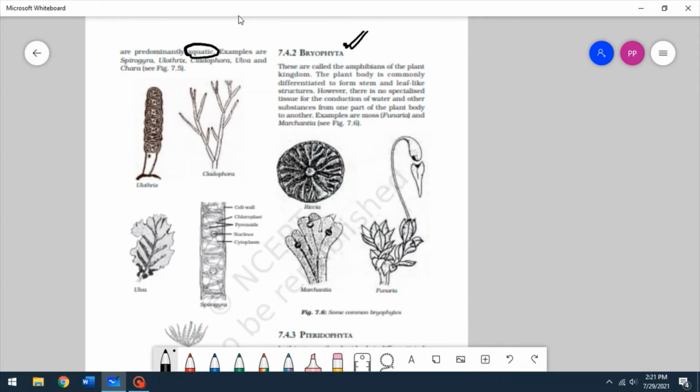The plant body is commonly differentiated to form stem and leaf-like structures. So Thalophyta did not have a well-differentiated body, but from Bryophyta to the rest of the plant kingdom, they have a well-differentiated body. Alright, so there is no specialized tissue for the conduction of water. Although it has a well-differentiated body, it doesn't have a specialized tissue. So that would be the difference between Bryophyta and the rest of the plant kingdom. Some examples would be Funaria, that's moss, and Marchantia.